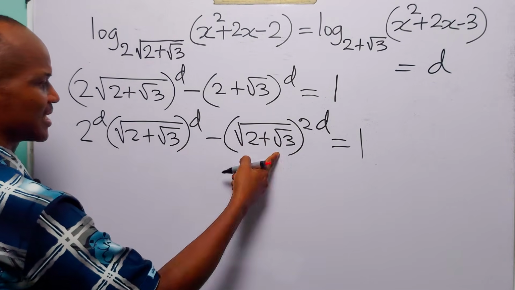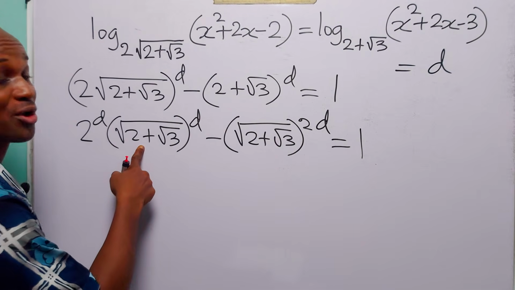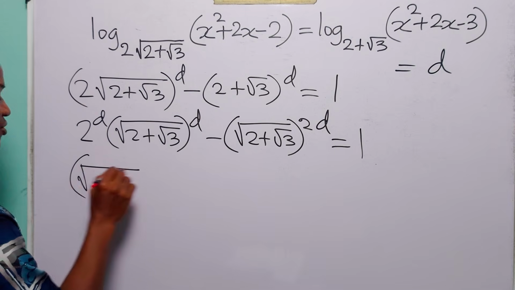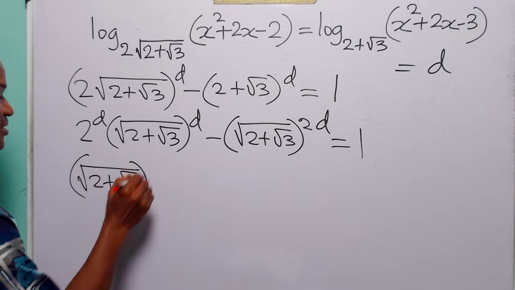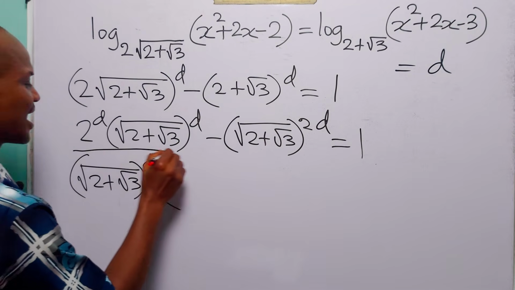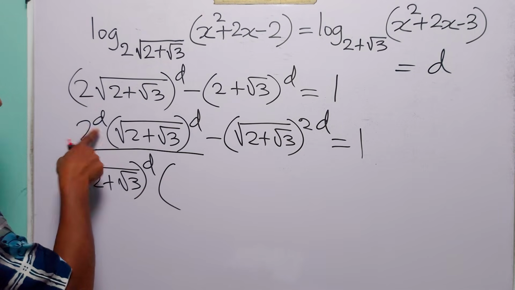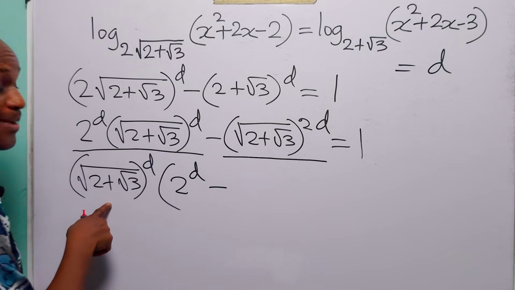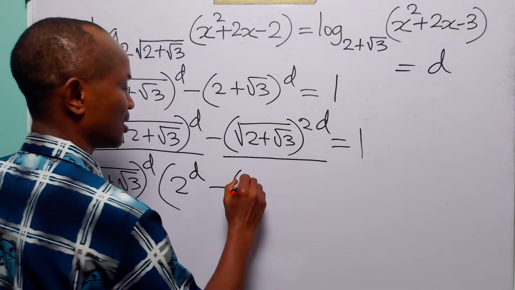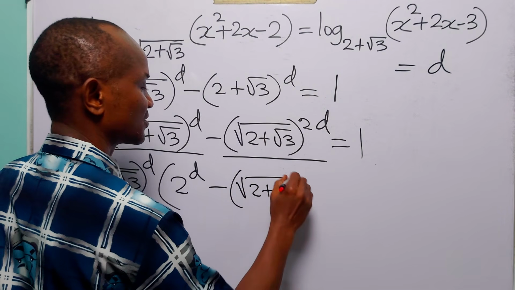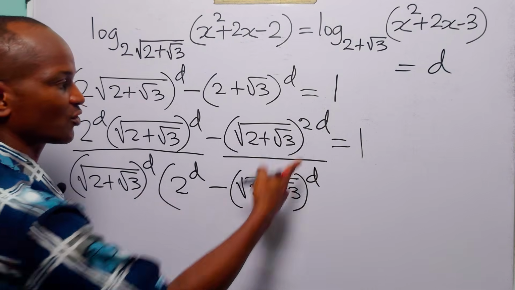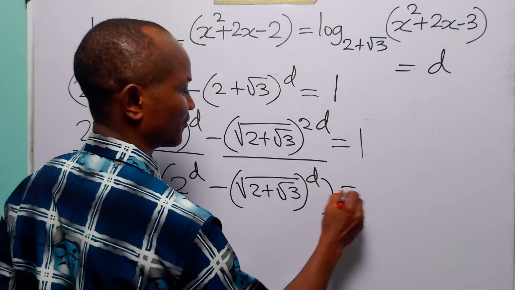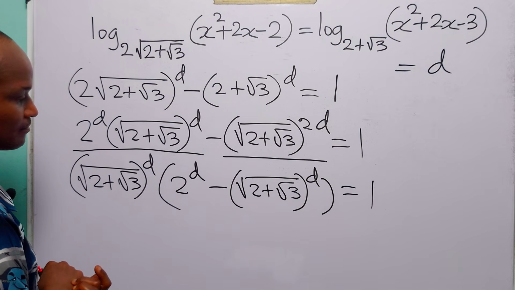Now when you look at these two terms, you will see a common factor, which is root 2 plus root 3 to the power d. So we can factorize. So here we have root 2 plus root 3 to the power d into, when you divide this first term by this, you are left with 2 to the power d. And when you divide this second term by this, you are left with root 2 plus root 3 to the power d, because of course 2d minus d is equal to d. And of course, this is still equal to 1.